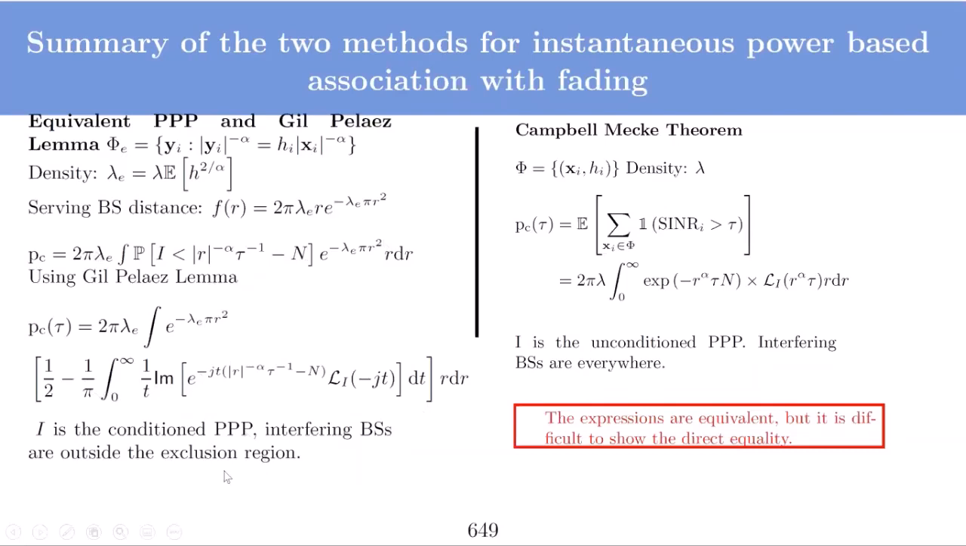Here I is the conditional Poisson point process, the interfering base stations outside the exclusion region, which is the ball of 0, r. So this coverage probability and this coverage probability, if you compute them numerically, they are equal, right? Because they both denote the coverage probability for the same network. But inherently, these two expressions are very different, right?